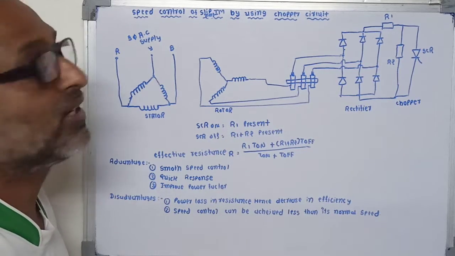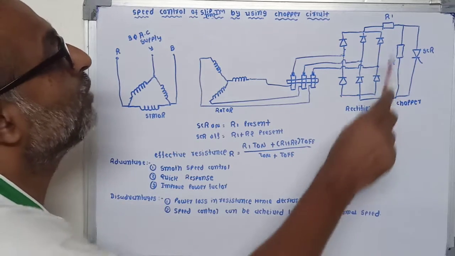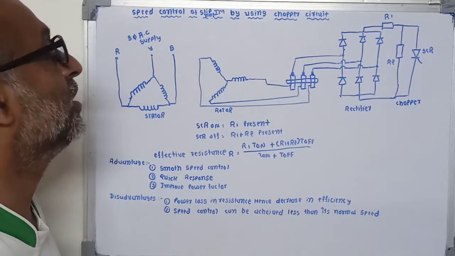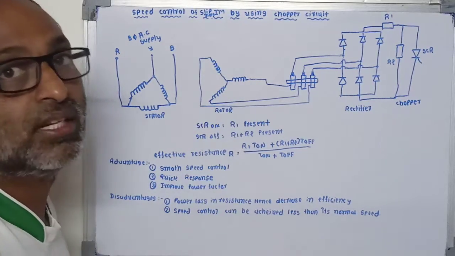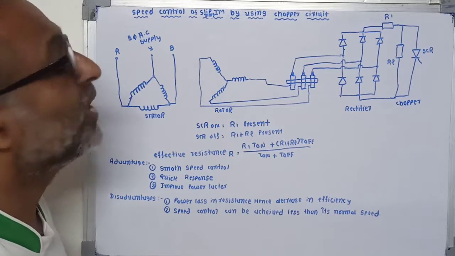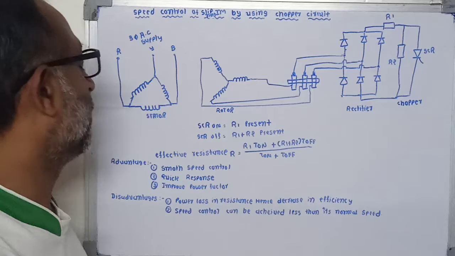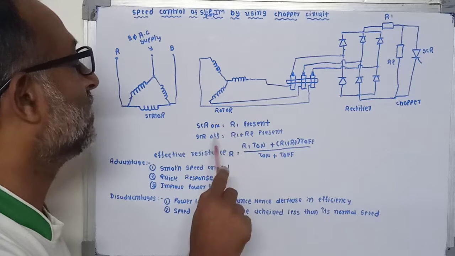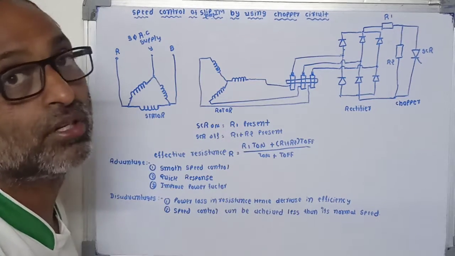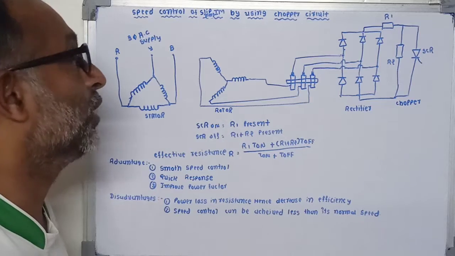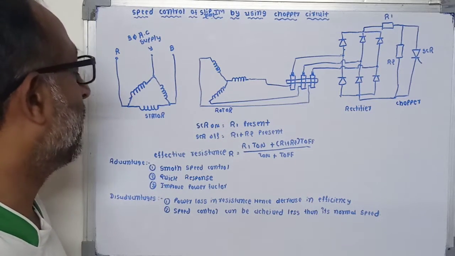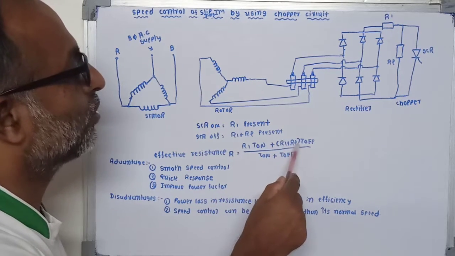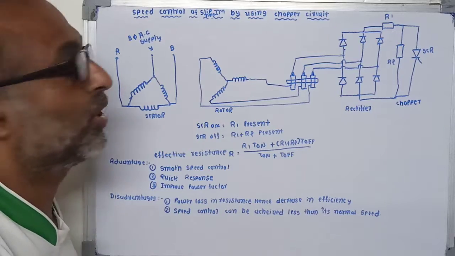Now when the thyristor is in off condition, the effective resistance becomes R equal to R1 plus R2. So R1 plus R2 effective resistance is inserted in the rotor circuit of this slip ring type induction motor, which will change the speed of the motor. So when SCR is on, R1 is present, and when SCR is off, R1 plus R2 resistance is inserted in the rotor circuit. So we can write effective resistance R is equal to R1 into T on plus R1 plus R2 into T off, whole divided by T on plus T off.